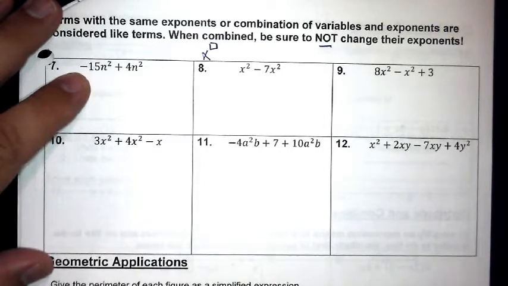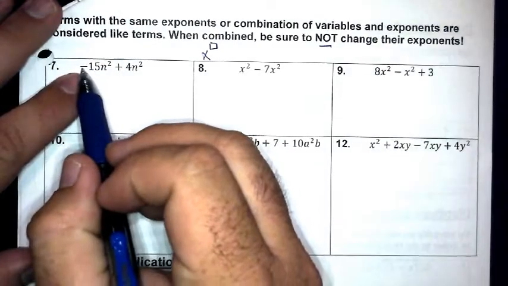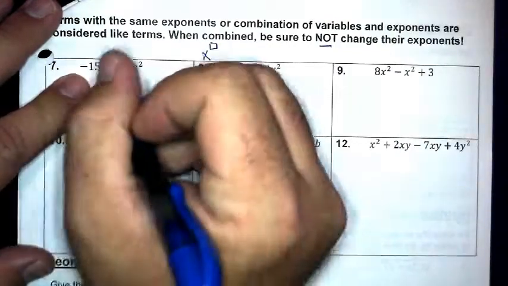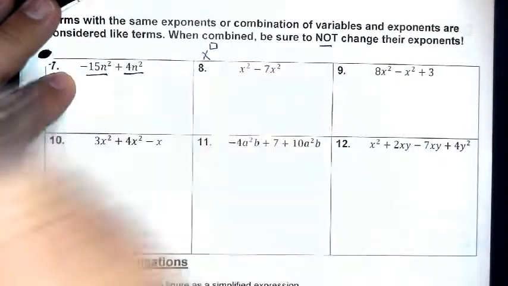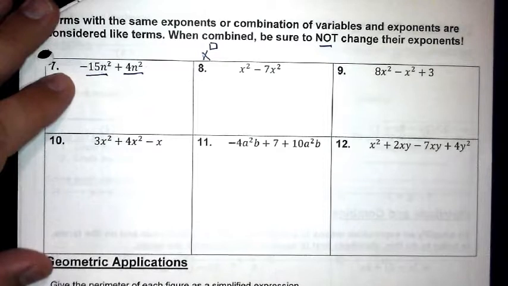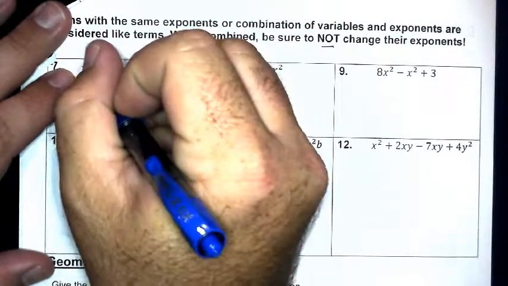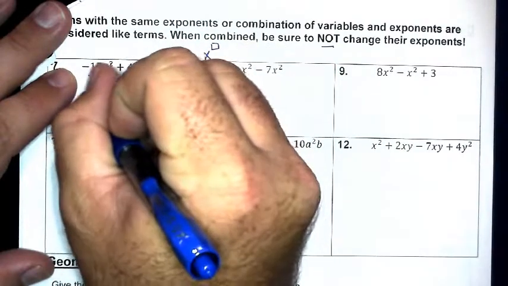Okay? So, I have negative 15n squared plus 4n squared, okay? I can combine these two because they both have the same variable n, and they both have the same exponent squared. Because those two criteria meet, we can combine them to give us negative 11n squared.